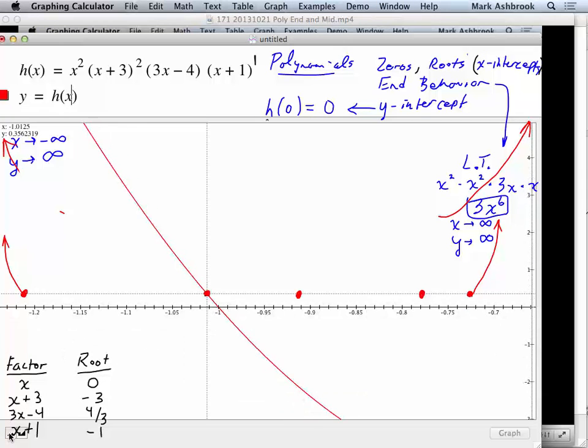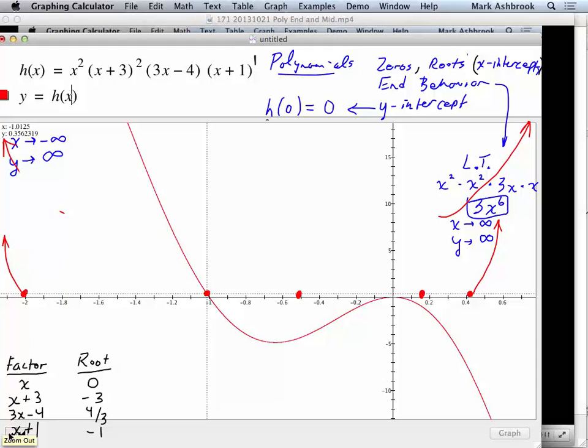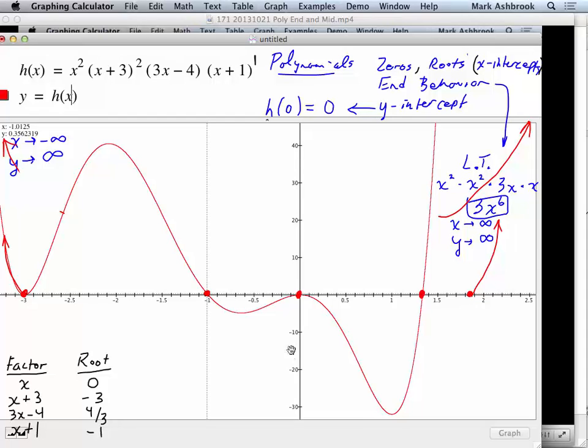Let's see if this works. Okay. There we go. So at 4/3, what's happening? Does it agree with what we see in the formula? 3x minus 4 at 4/3. What's our power on our factor? 1. And it goes through, like if we were to zoom in on that, we would see a straight line. Okay, so what we're talking about now is the behavior at the roots. Not just the points themselves, but the behavior at the roots, which is determined by what we call the multiplicities on the factors.